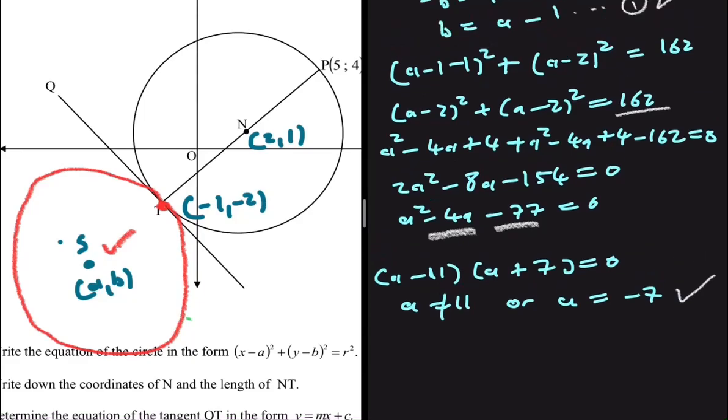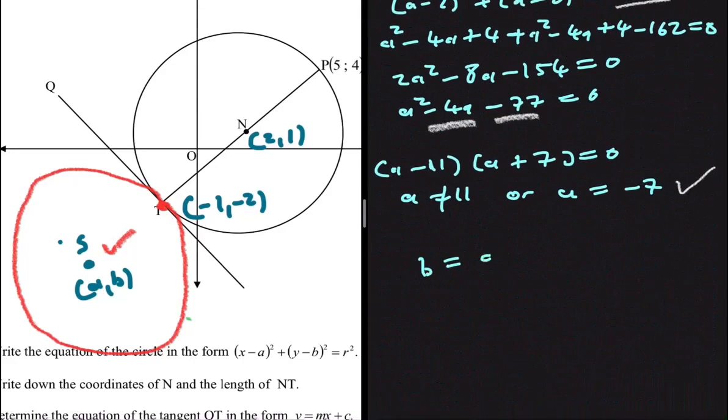Now we have a. We can find b because b is equal to a minus 1. So that is minus 7 minus 1, which is minus 8. So the coordinates of s are actually minus 7 and minus 8.